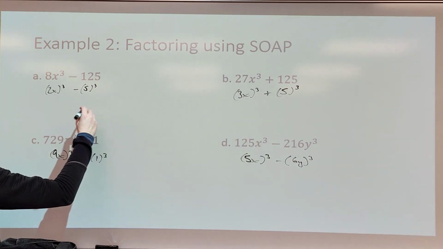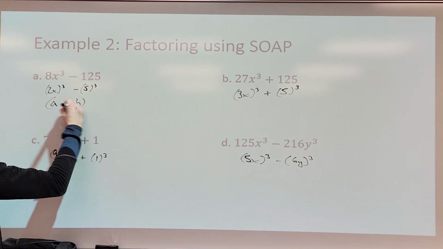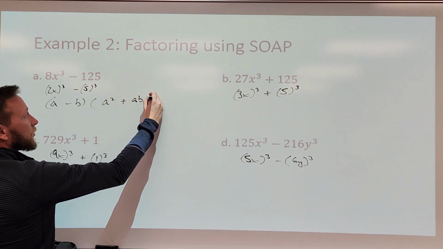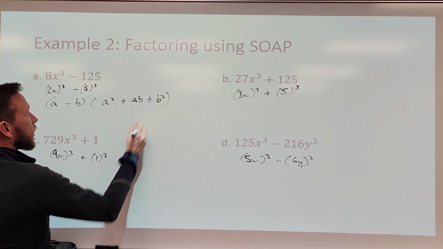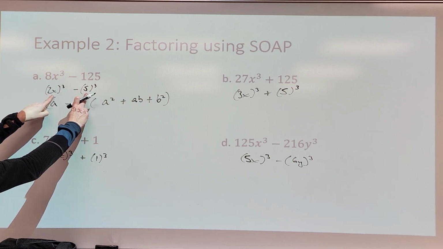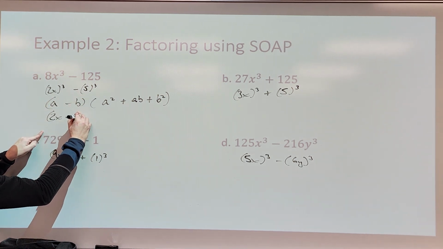Let's again remind ourselves that we are going to take A minus B times A squared plus A times B plus B squared. This is going to be the recipe, and this is what your work is going to look like for at least the first handful of these. We're going to find out what the actual root is, and then we're going to use these numbers. 2x is A. So I've got 2x, B is 5.